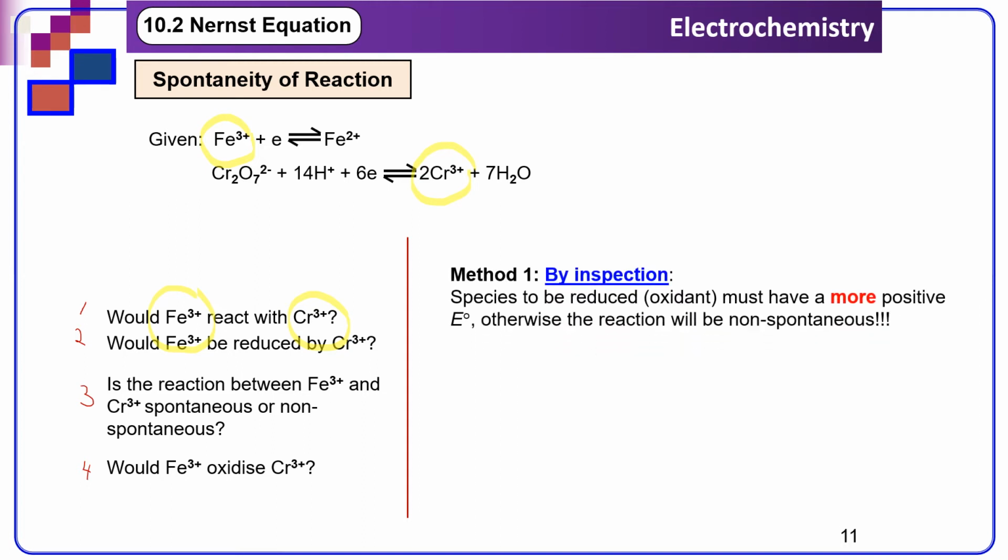Okay, so what is our strategy? We can use the inspection method. Method 1, by inspection, means the species to be reduced, or what we call the oxidant, must have a more positive E naught. Otherwise, the reaction will be non-spontaneous. Meaning if we want to make sure the reaction is spontaneous, the species that will be reduced, that is the oxidant, must have a more positive E naught value.